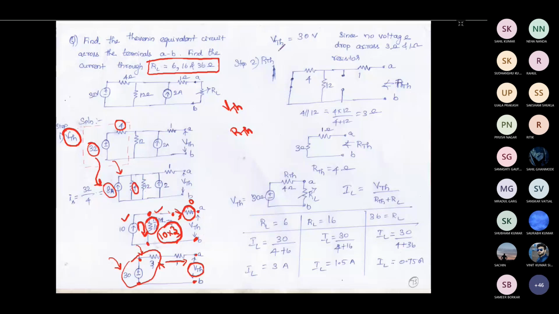Then we need to find the RTH. For RTH, what should we do? We have to replace the independent sources with their equivalent resistance. Whereas if you are having dependent sources, you should keep them as they are. So here you are having only independent sources. So now you replace the voltage source with a short circuit and the current source with an open circuit. You can see here this is where you had the voltage source and this is where you had the current source. Now you are having the rest of the circuit.